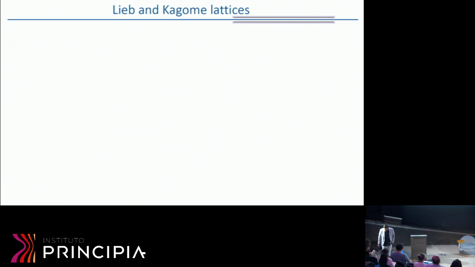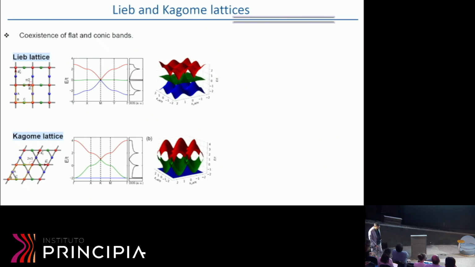Okay, so let's first introduce these two kinds of lattices, Lieb and Kagome. Both share some crystallographic and electronic features. For instance, both are composed of 3 atoms per unit cell. Both lattices have a spectrum with the coexistence of a Dirac cone and a flat band.